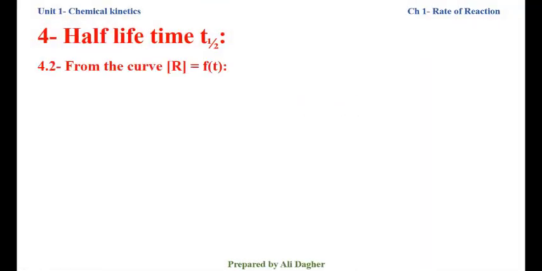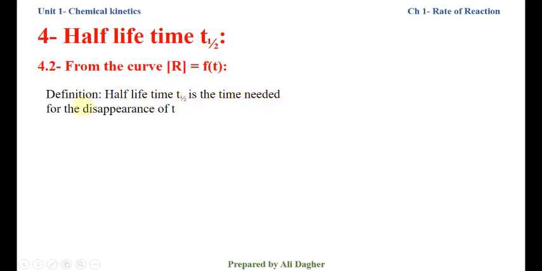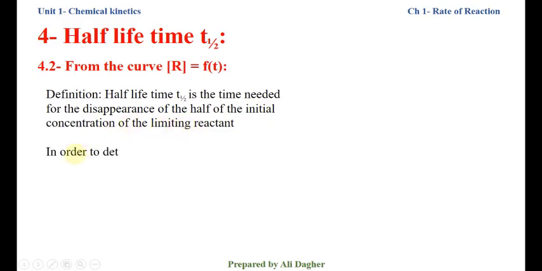Now, from the curve representing the concentration of reactant with time equal F(t). Definition: half-life time T-half is the time needed for the disappearance of the half of the initial concentration of the limiting reactant. We should mention the limiting reactant and the initial concentration. In order to determine T-half, we calculate the concentration of reactant at T-half, which equals the initial concentration over 2.